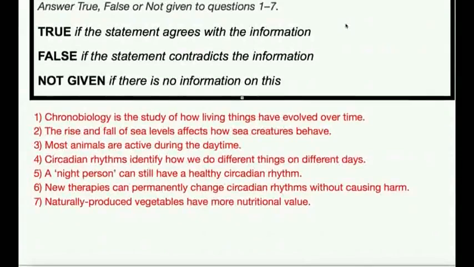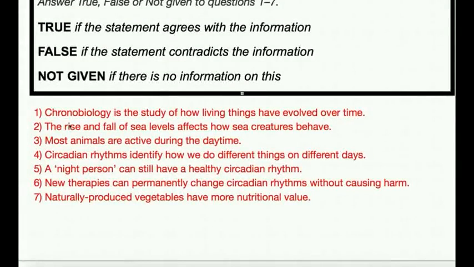So if we take a look at these statements, the first one, number 1, chronobiology is the study of how living things have evolved over time. So in this first one, I would underline chronobiology. That's the word we'll use to find the answer in the text. Now for number 2, the rise and fall of sea levels affects how sea creatures behave. So here we could look for the rise and fall of sea levels, sea creatures.